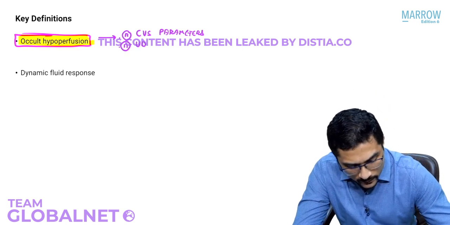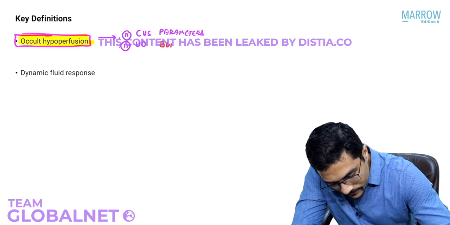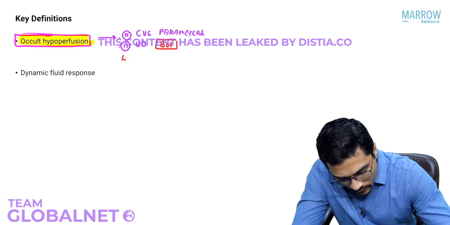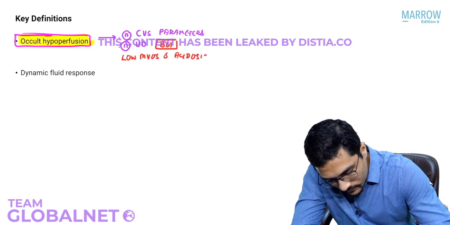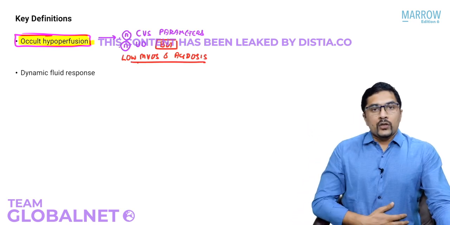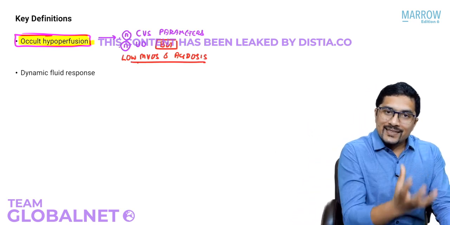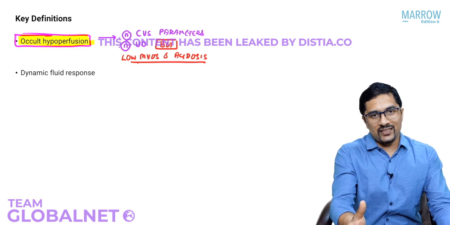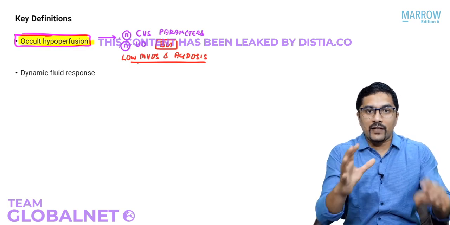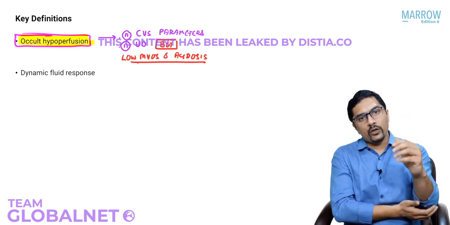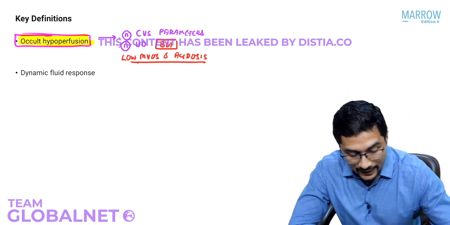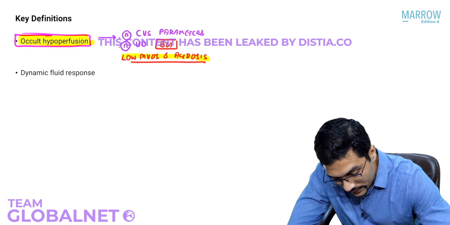Normal urine output, but there is going to be low MVOS and acidosis, right? So this is the preclinical state of hypotension. This is occult hypotension where the parameters are normal, your cardiovascular and urine output, but there is low MVOS and there is acidosis in this patient.